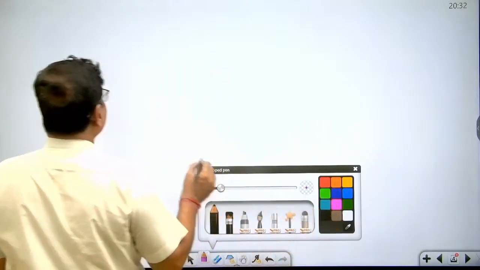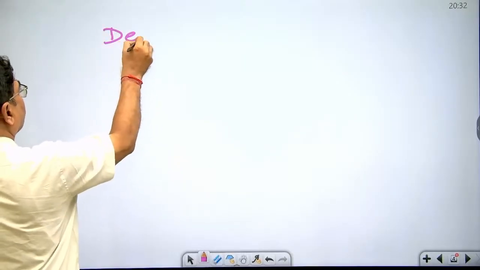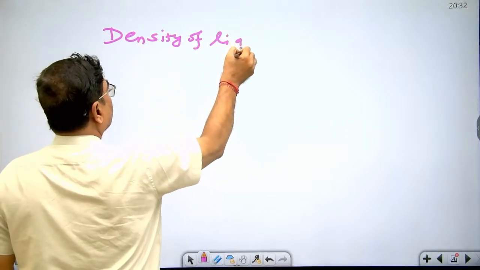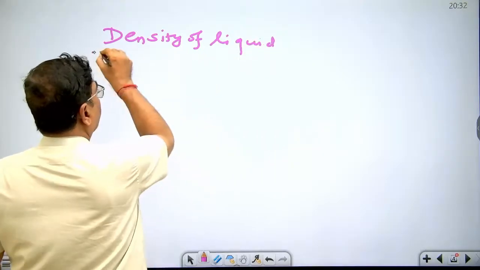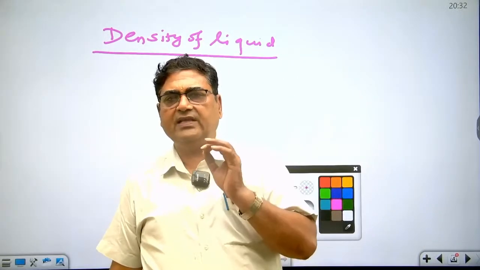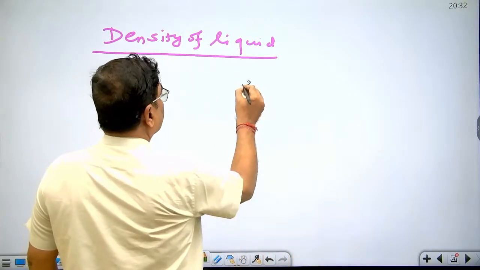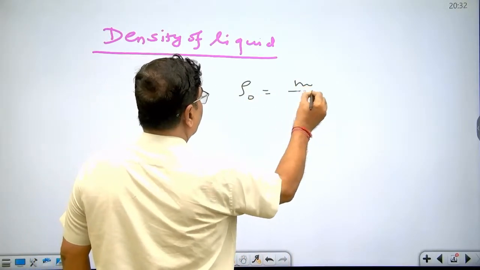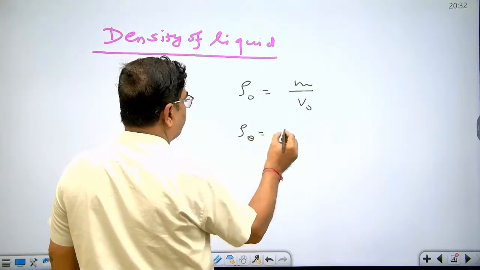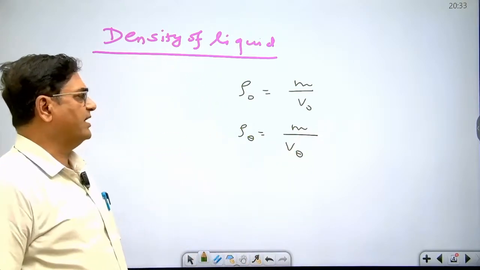Now, dear student, let's see the variation in density of liquid with temperature. Density of liquid at theta degree centigrade. Dear student, how do we define density? Density is defined as mass upon volume. Mass remains constant at every temperature, okay? So density at 0 degree centigrade equals mass divided by volume of liquid at 0 degree centigrade. And density of liquid at theta degree centigrade equals mass divided by volume of liquid at theta degree centigrade.